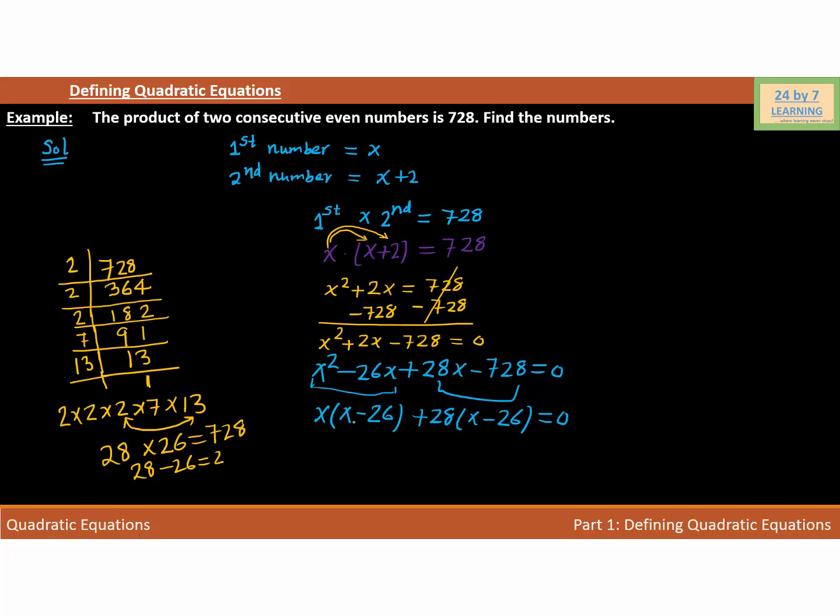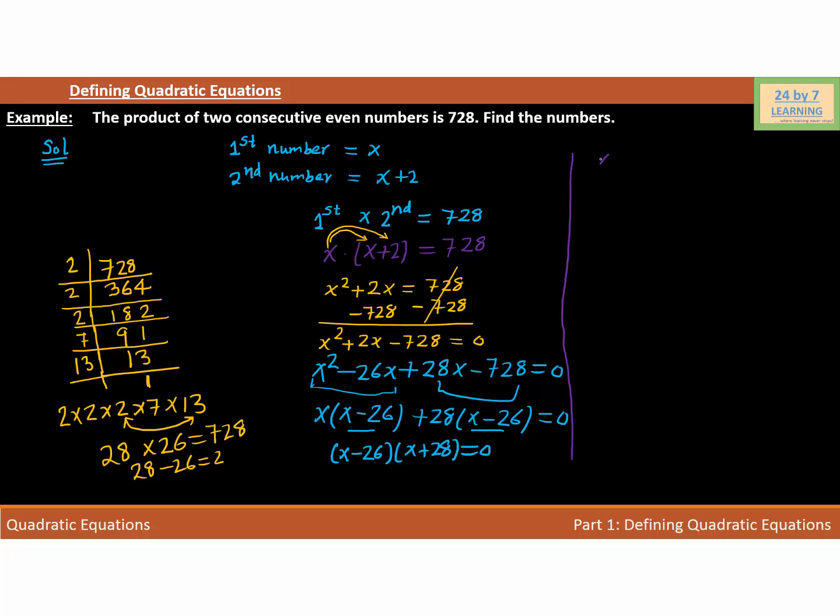As you can see, x minus 26 is common here and over here, so I'm going to take that common, and then I will write x minus 26 times x plus 28 is equal to 0. Because if I take x minus 26 common, I have x left, which is over here, and from the other term I have 28 left, which is over here. Now let's find the factors. I'm going to draw a line over here to do a partitioning.